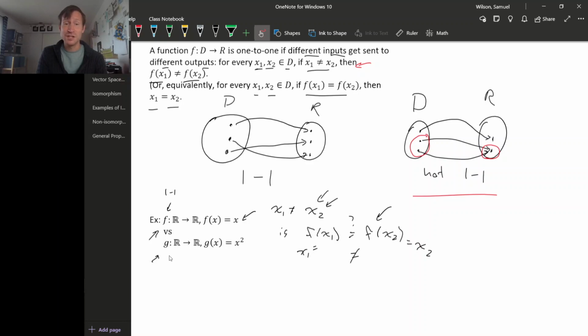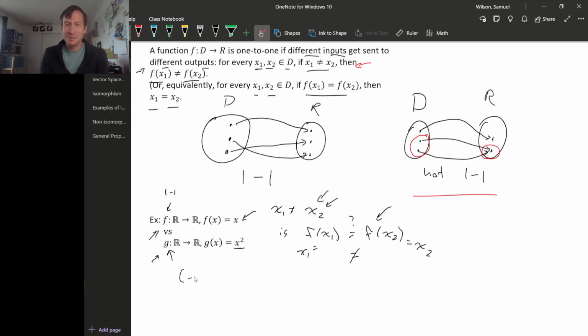Contrast this with g, which is the squaring function, right? So are there distinct inputs that produce the same output? Well, right, this is a universal statement, this property of being one-to-one. So to show that g is not one-to-one, we only have to produce a single counterexample, and it's not hard to see what the counterexample is. Can you think of two different inputs that produce the same output when you square them?